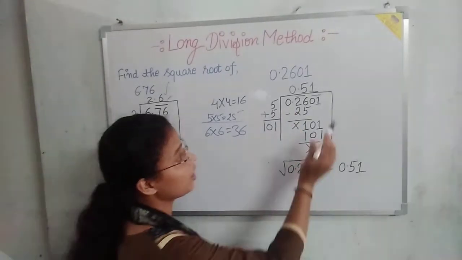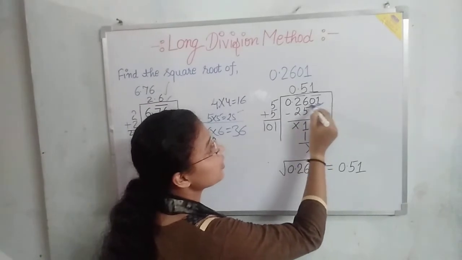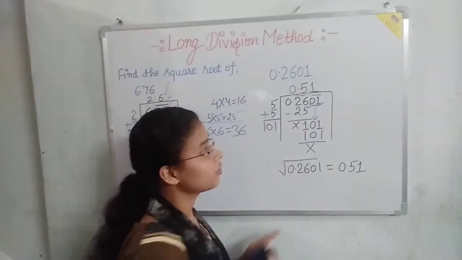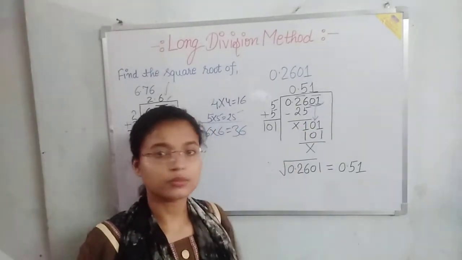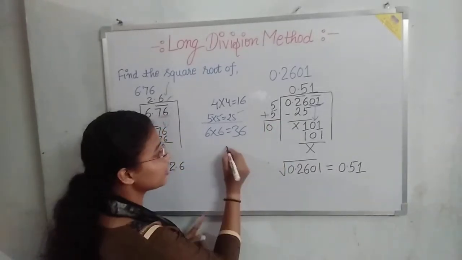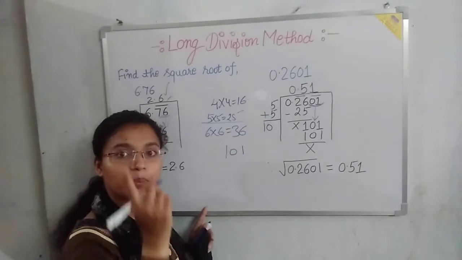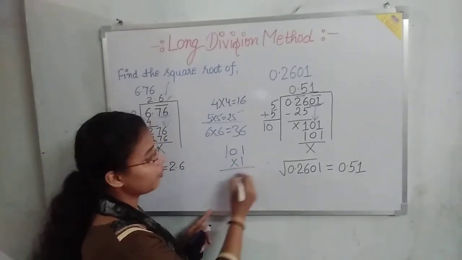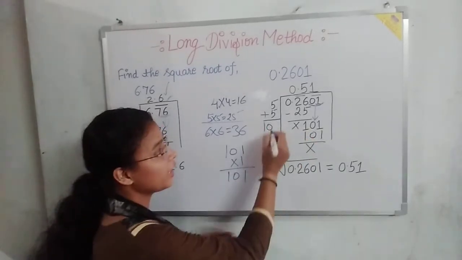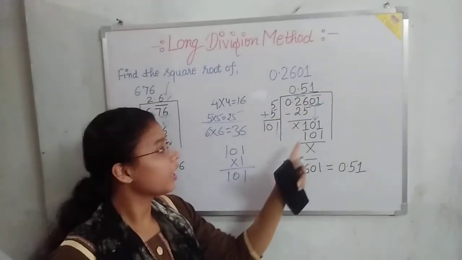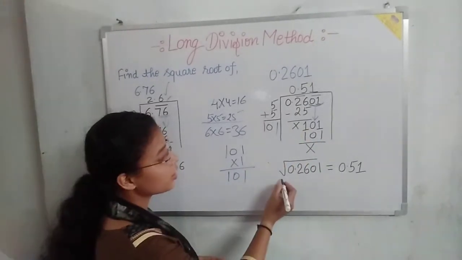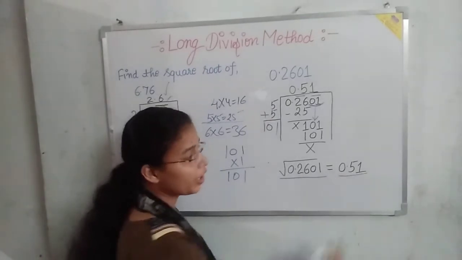Now what pair remains? This pair remains, so you write 01 on the downside, so this will become 101. Now here you are having 10 only. So 10. After this 10, write 1 and multiply with the same number 1. When you multiply, you will get 101. You want the number 101 only, so write here 1, here also a 1, and then 101. When you subtract, you will get a 0. That means the square root of this number is 0.51.